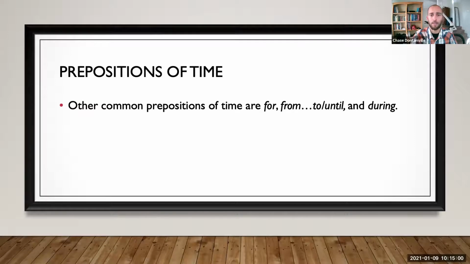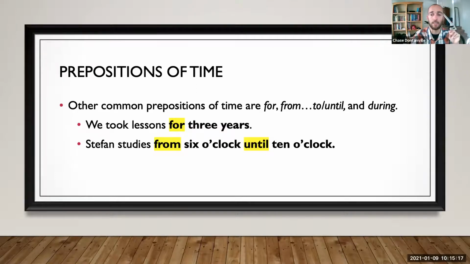There are some other prepositions of time. For example, for, from, to, until, and during. So we took lessons for 3 years. This tells us how long. How long did you take lessons? For 3 years. Stefan studies from 6 o'clock until 10 o'clock at night. Again, this tells us how long. From when did he start until when did he finish? And she likes to talk during class. Okay, tells us during class. When class is in session, she likes to talk.